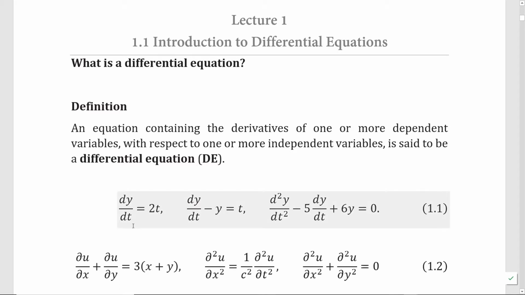For example, dy/dt = 2t, dy/dt - y = t, and d²y/dt² - 5 dy/dt + 6y = 0 are some examples. And the first partial derivative of u with respect to x plus the first partial derivative of u with respect to y equals 3(x + y), and so on, are some examples of differential equations.